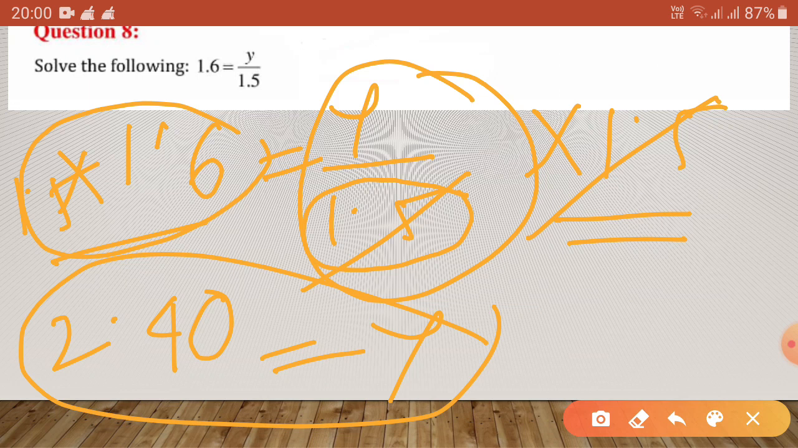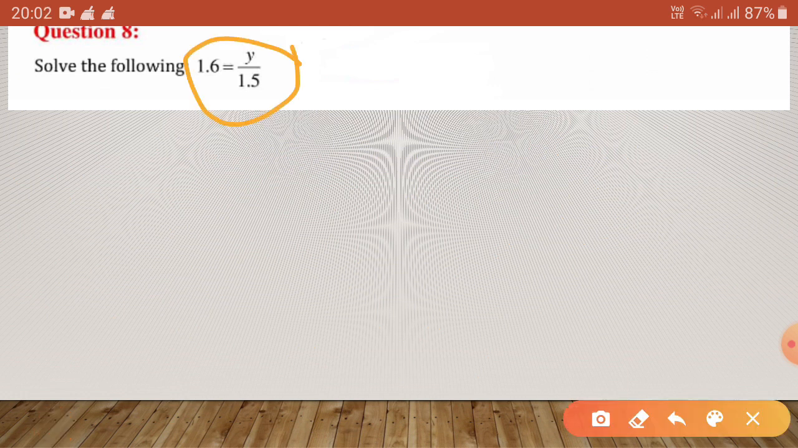So you have to look first at which condition the variable is in: it is adding with some values, subtracting some values, or multiplying or dividing. So if any value is multiplying with the variable, then we have to divide by the same value. Okay, so go to the next.